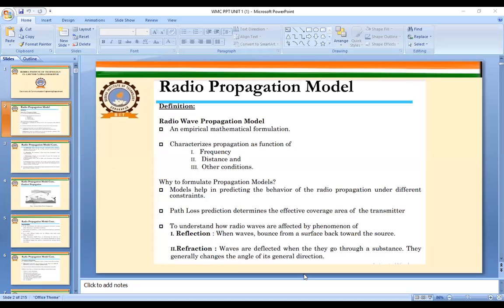Today we are having a topic, outdoor propagation model. In the previous lecture, we already saw the outdoor propagation models, the Longley-Rice model and the Okumura model. So, in continuation of the Okumura model, today we have some more specific topics to add.